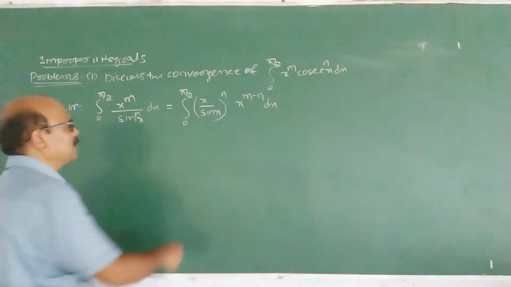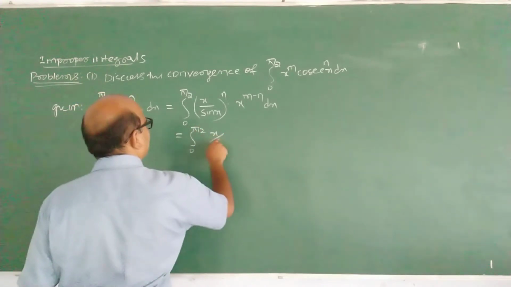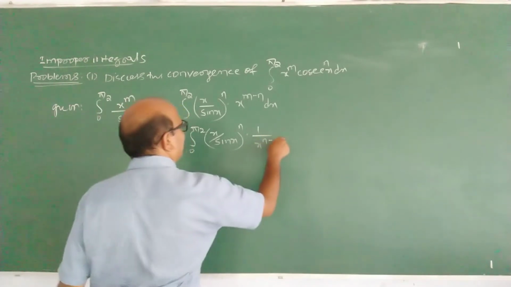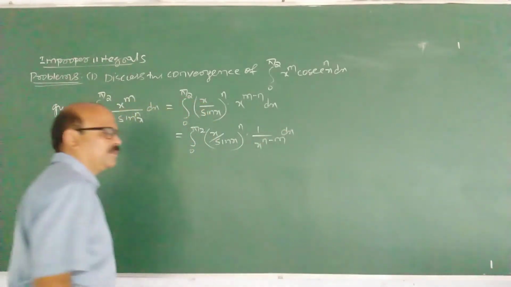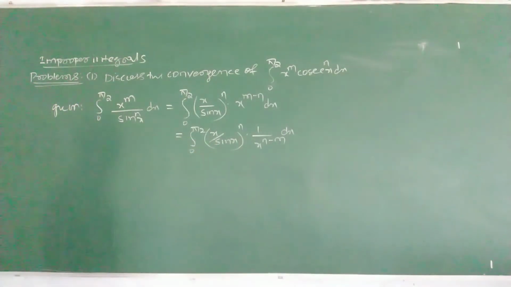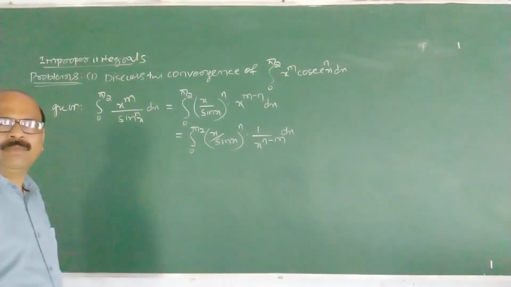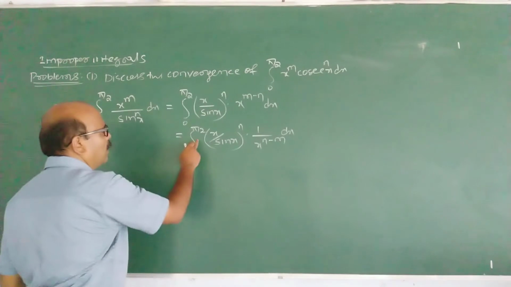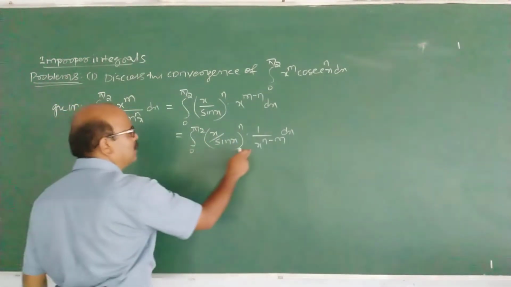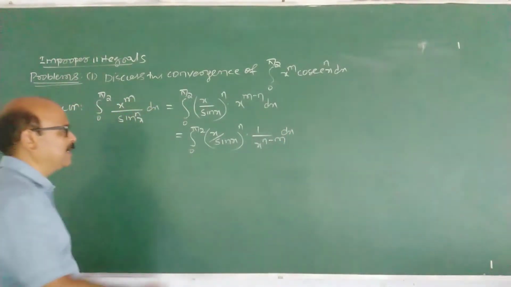Correct? X raised to m minus n. Or it is 0 to pi by 2 x by sin x raised to n into 1 upon x raised to n minus m with respect to x. We have simplified the problem like this: 1 upon x raised to n minus m. Now, pi by 2 is not a problem here, because the function is bounded at pi by 2, but at 0 this x gives problem here. That also depends on n minus m.